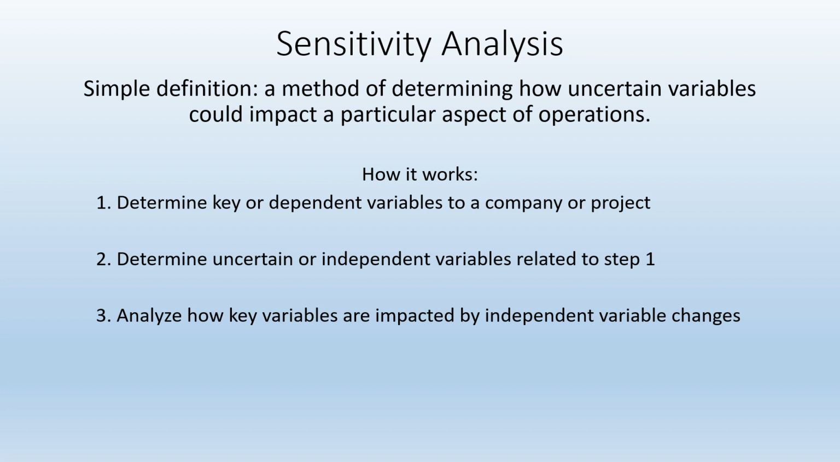These might be related to the dependent variables, but they could be unrelated. They don't have to be related to all of the variables. So they could be unrelated to some. They're definitely going to be connected to some of the variables, but may not be connected to all of the variables. After you've identified key and uncertain variables, you're going to identify how these variables will impact each other and how they will impact your business.